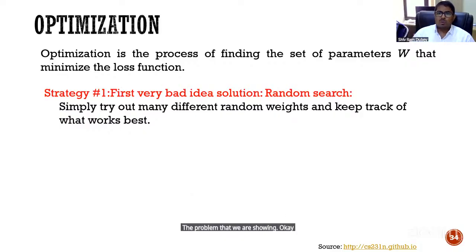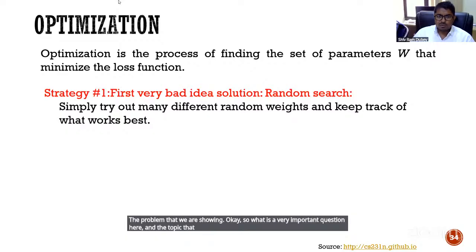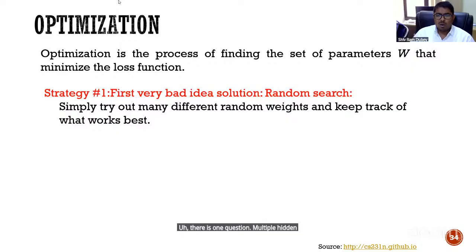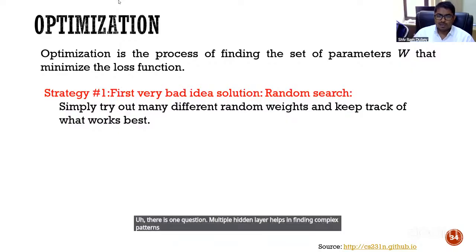Okay, so there is a very important question here on the topic we are discussing. Multiple hidden layers help in finding complex patterns. Like one hidden layer gives a straight line, but as we go on increasing the hidden layers, a more complex structure helps in classifying the data for us. Yes, that is true, because when you combine this non-linear function multiple times, the decision boundary that we learn becomes more and more complex.